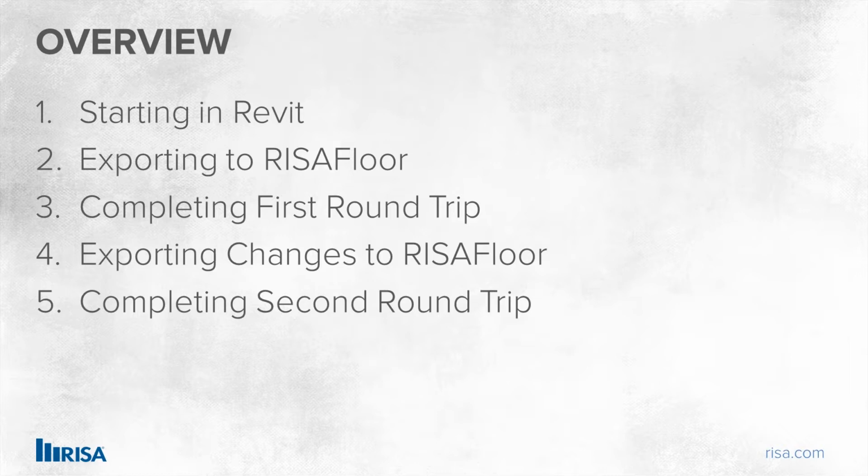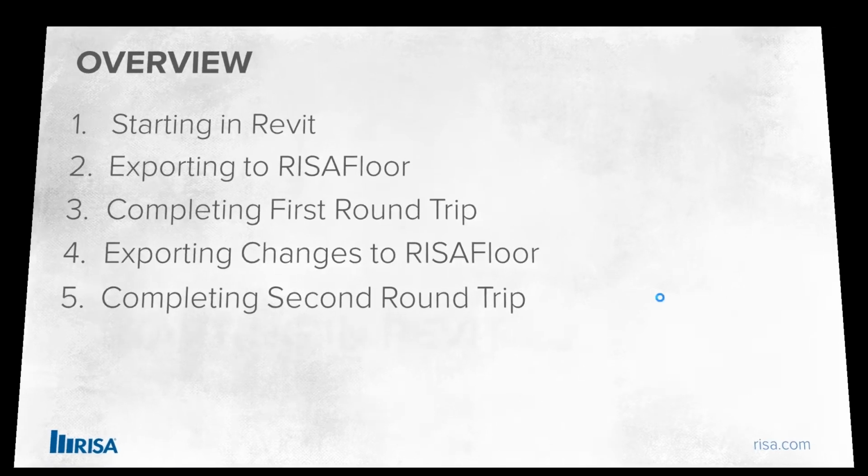So once we start with Revit, we're going to send it out to RISA Floor and get our analysis and design, maybe make some changes along the way, and then bring it back into Revit. That process is called round tripping. Then, once it's back in Revit, we'll make some more changes and then perform a second round trip so that you can see how multiple steps through the process are able to get our information synced up between the RISA model and the Revit model. So the first part that we're going to deal with here is going to be starting in Revit.